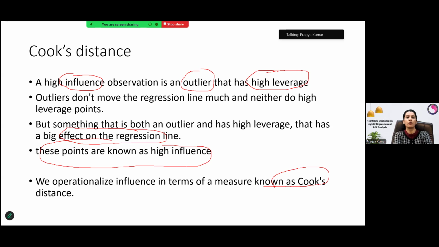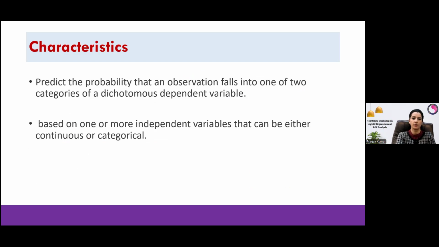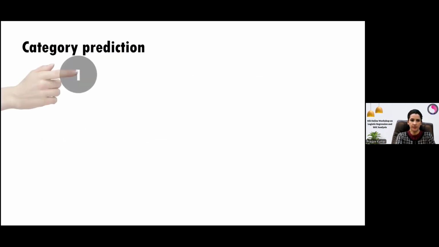So now, do you know what is a Cook's distance? So Cook's distance is a distance which is measured using both the outlier value and the high leverage point. And this Cook's distance is also known as the highly influential point. So this we have done.